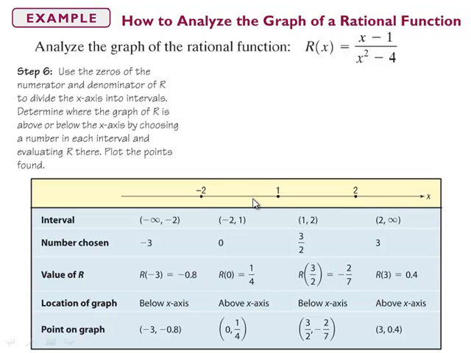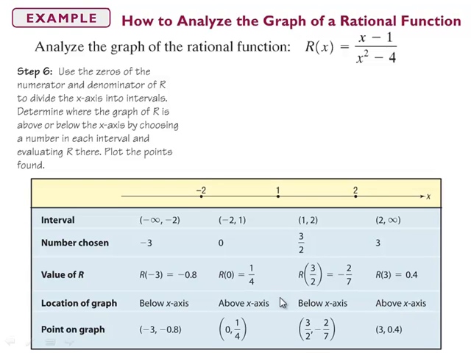Test point for this next interval is at 0. 0 would be right about there. And R of 0 is equal to 1/4, which is positive, so the graph is above the x-axis here. And then likewise, we could use 3/2 for this next interval, and we see that R is negative there. And on the interval from 2 to infinity, we can pick 3 as our test point, and R of 3 is equal to 0.4, which is also above the x-axis.